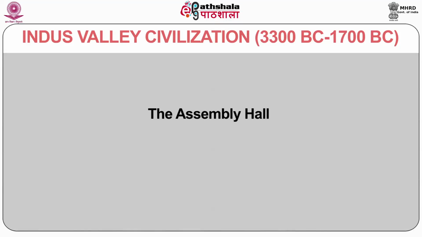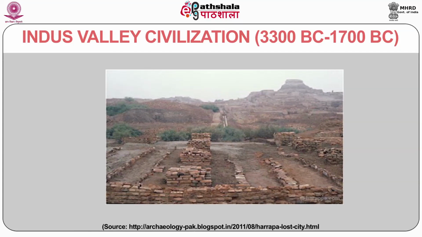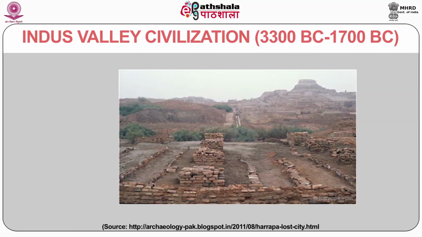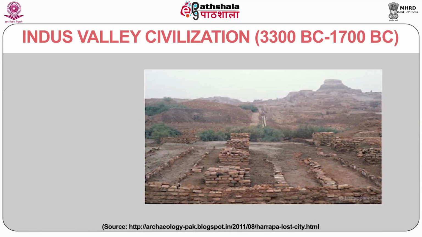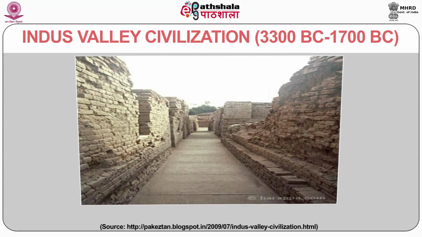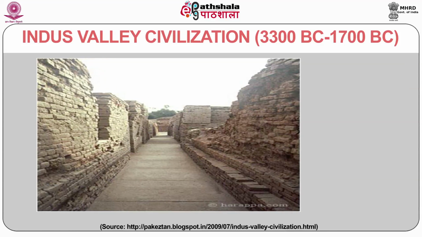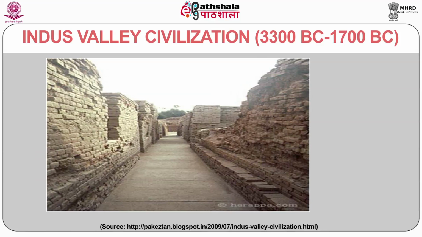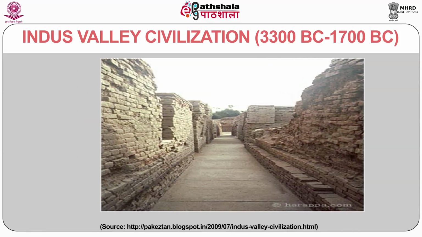The next one is the Assembly Hall. It covers an area of 750 square meters. There are 4 rows of fine brick piers and pillars at the corners. The next one is the streets. The Harappans were great city planners. The city streets were based on a grid system, oriented east to west. There was a well-organized drain system in each street.